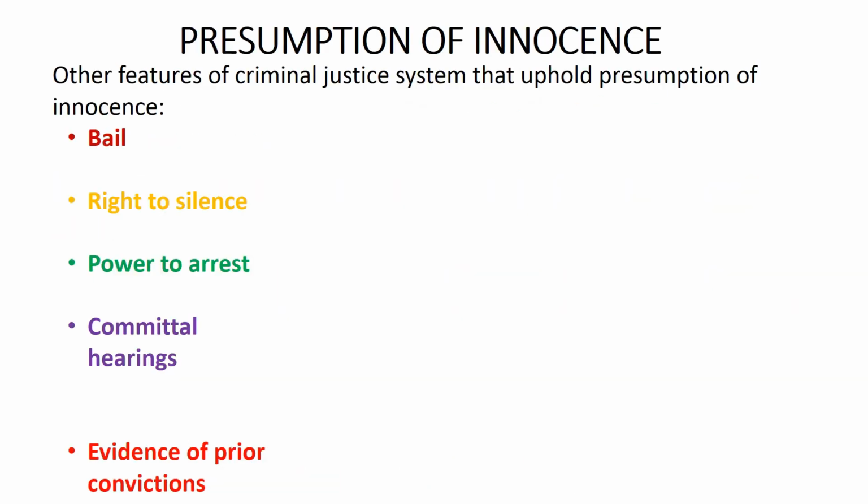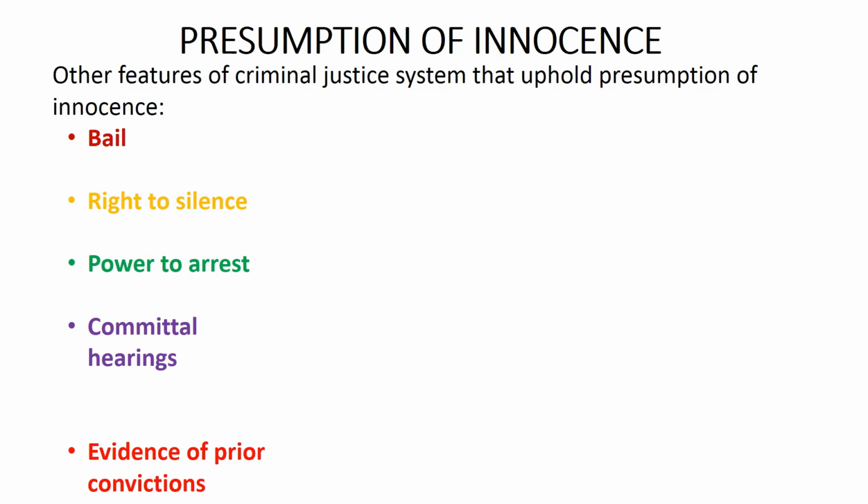As I've said, the presumption of innocence is a fundamental principle which underlies our criminal justice system. In addition to the burden of proof and the standard of proof, there are other features of our criminal justice system that uphold the presumption of innocence. The first of these is bail.